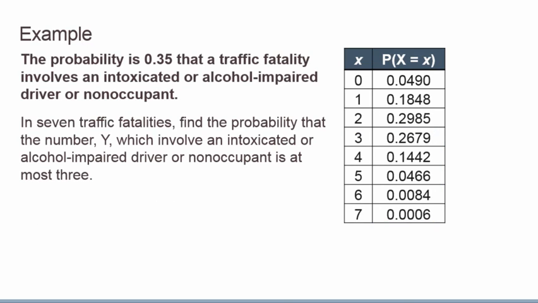Continuing our example, we want to find the probability that the number y is at most 3. First, we write our notation, P at most 3. 3 will be the largest, so we're looking at x equaling 0, 1, 2, 3. So adding the probabilities of 0.0490, 0.1848, 0.2985, and 0.2679, we get a total probability of 0.8002.